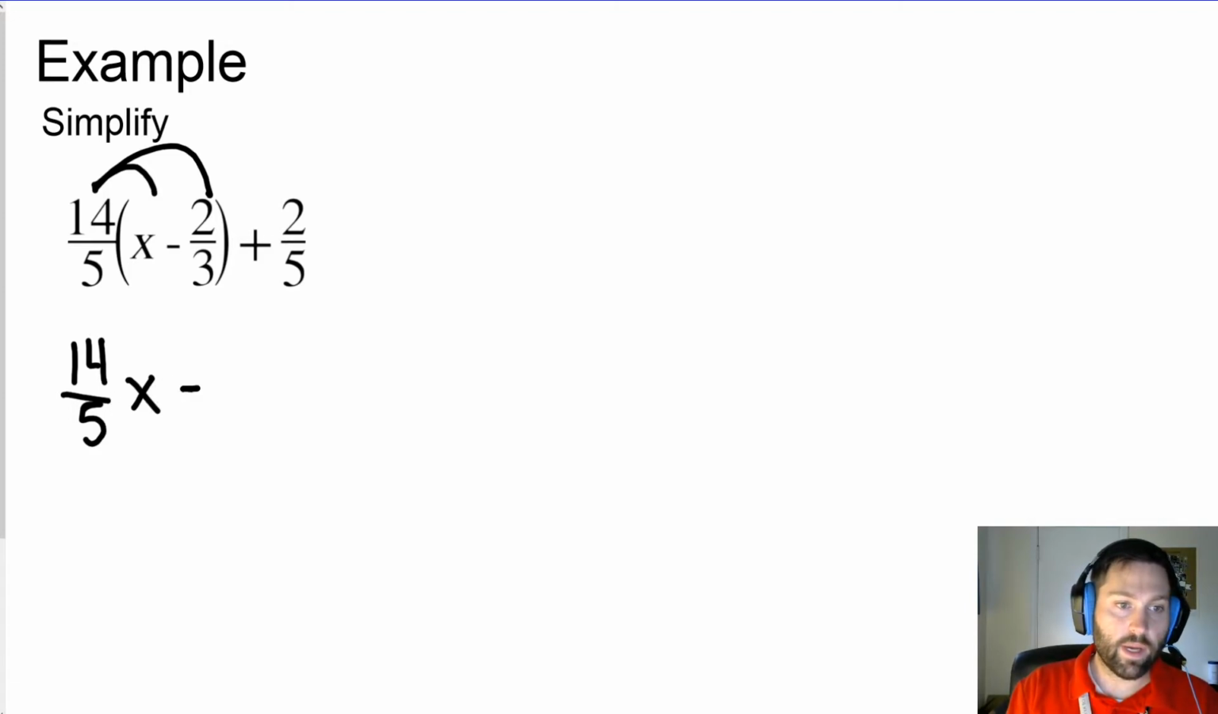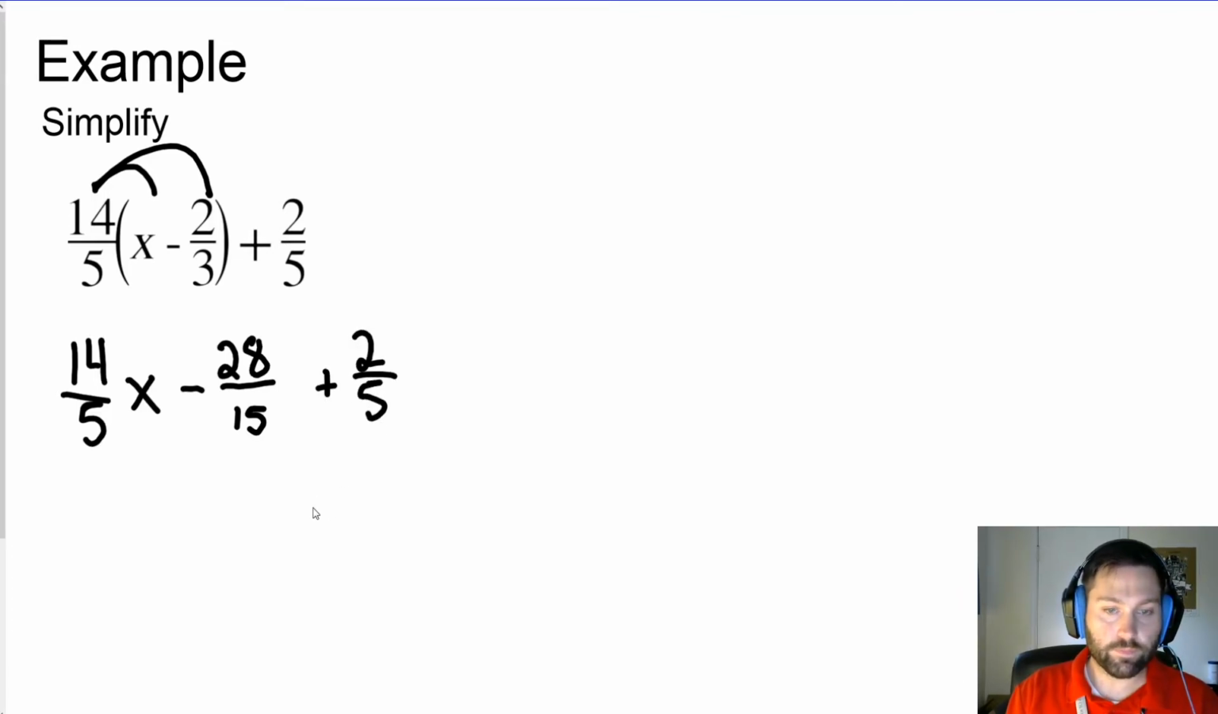And that's going to be minus, I have to now multiply 14 fifths times negative 2/3. So in order to multiply fractions, remember that you're just going to multiply numerator by numerator, so that's 28. And you're going to multiply denominator by denominator, so that's going to be 15. And then I'm adding 2 more fifths to this.